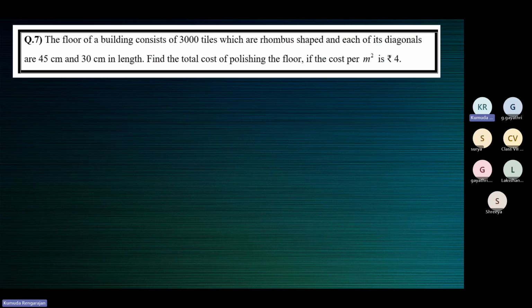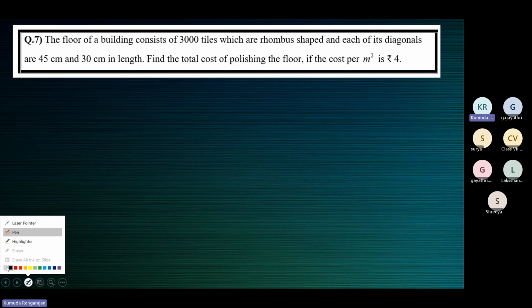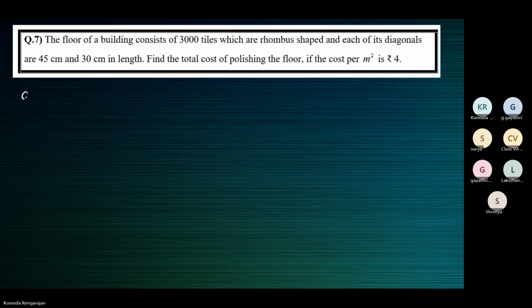The floor of a building consists of 3,000 tiles, which are rhombus shaped. The shape of each tile is a rhombus, and its diagonals are 45 and 30 centimeters in length. Find the total cost of polishing the floor if the cost per meter square is ₹4. Surya, help me find the area of one rhombus shaped tile. Yes, ma'am.